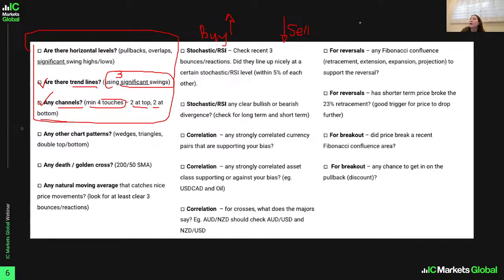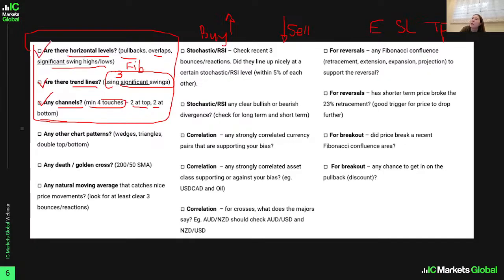I now need to look for my entry, my stop loss, and my take profit. Okay, how do I do that? I look for horizontal levels. That means pullbacks, overlaps, significant swing highs and swing lows, and on top of that, Fibonacci levels.